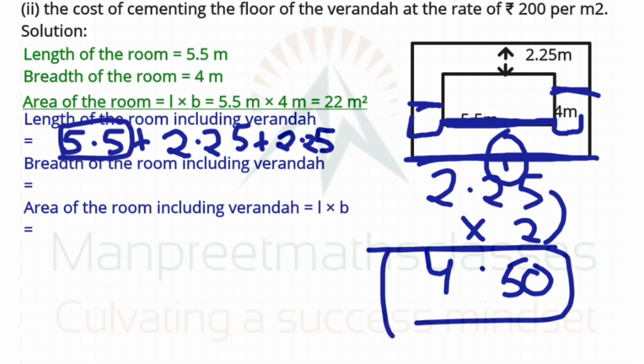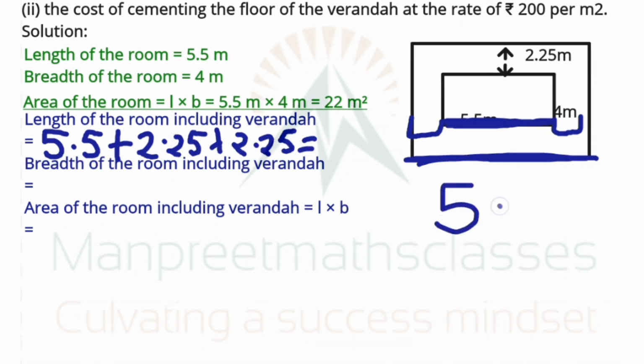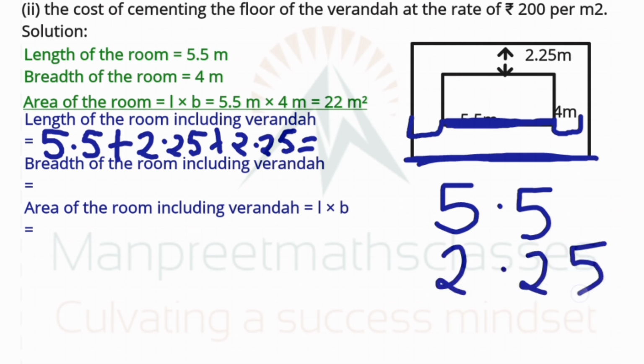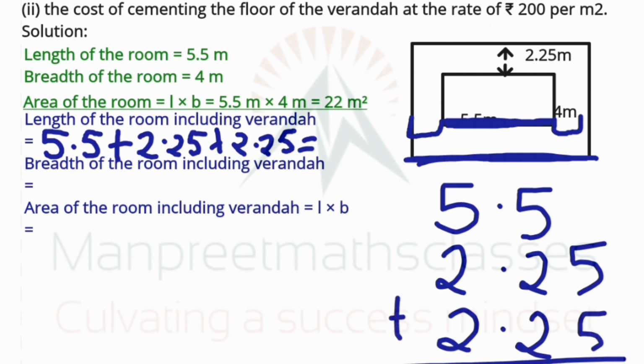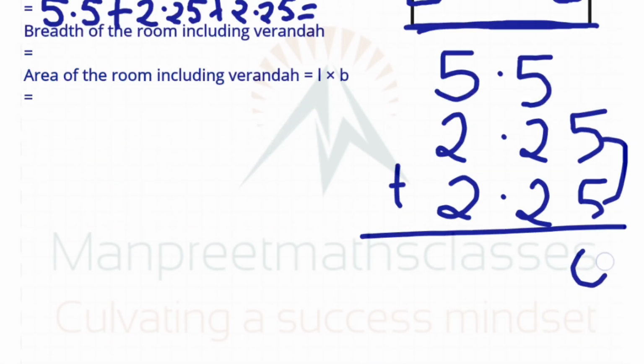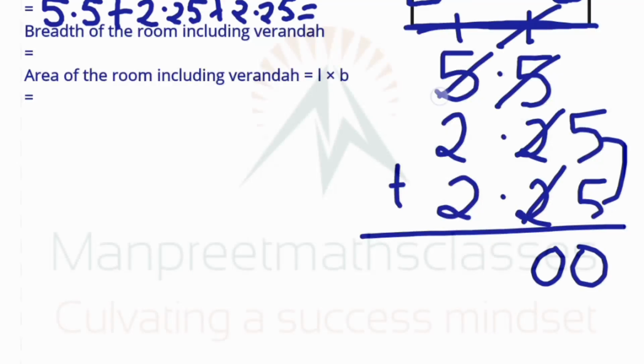So let's add it to find the length, then we will find breadth. Plus 5, 10, 0, 1 carry, 5, 6, 7, 8, 9, 10. So 10.00 meter is length of the veranda, or you can say 10 meter is the length of veranda.